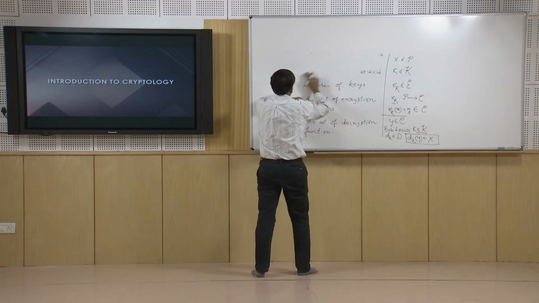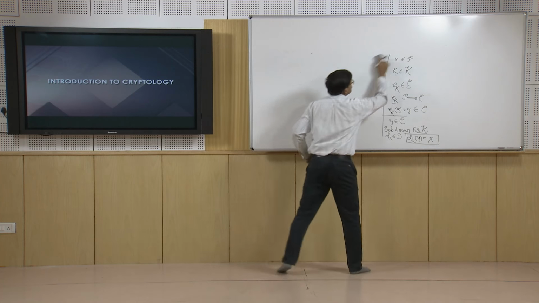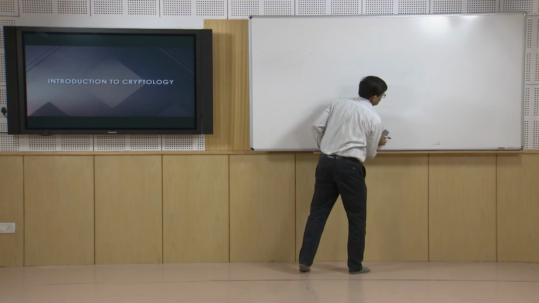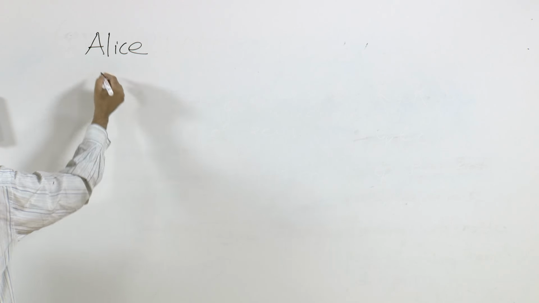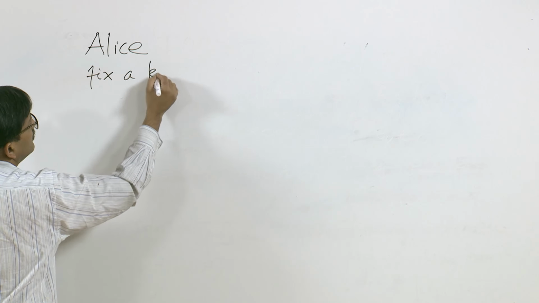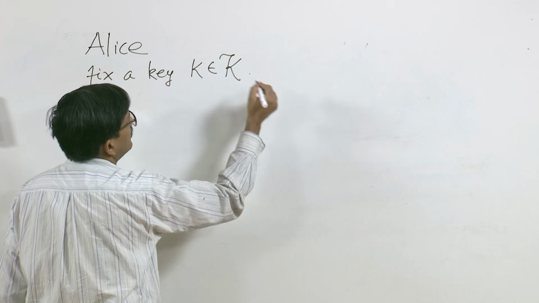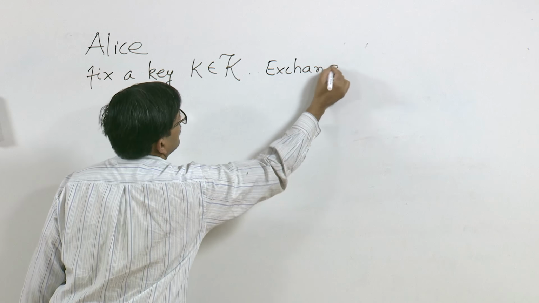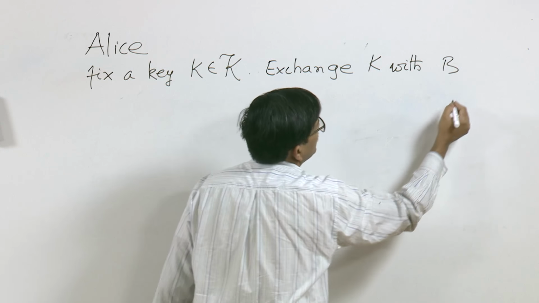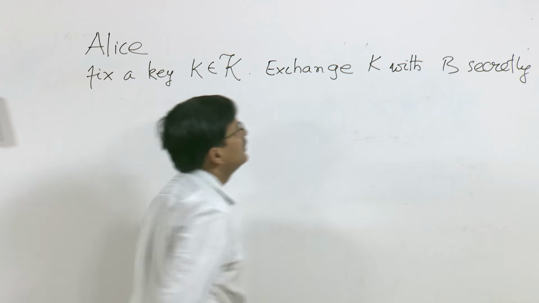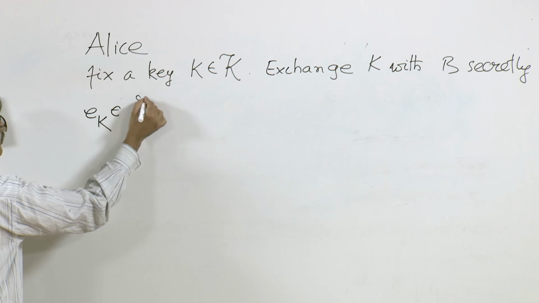Let us look at this again. So Alice fixes a key capital K inside the key space, exchanges K with Bob secretly somehow, and then picks up Ek belonging to this.